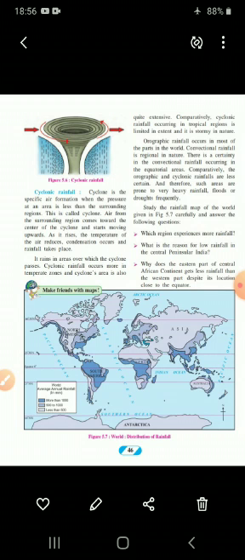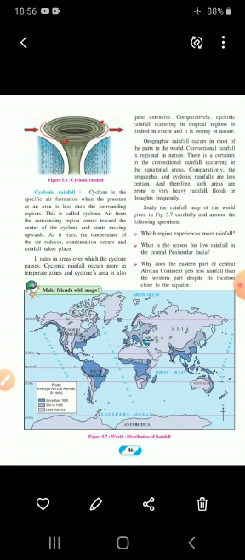Cyclone is the specific air formation when the pressure of an area is less than the surrounding regions. This is called a cyclone. Children, we witness cyclones very frequently in our country, in the Arabian Sea, as well as, most often, in the Bay of Bengal. We know that every year we witness this type of disaster.